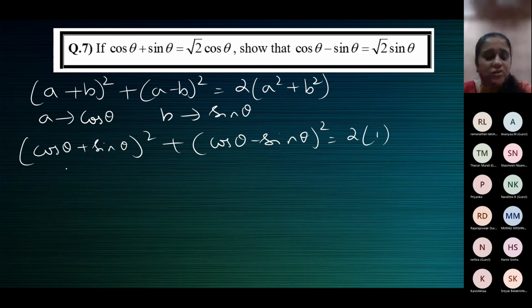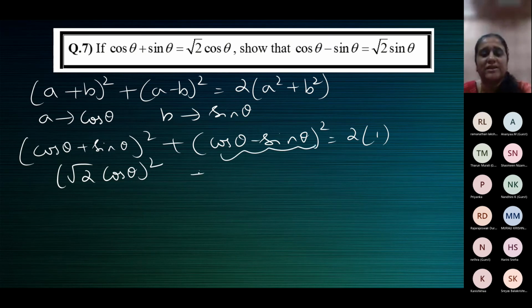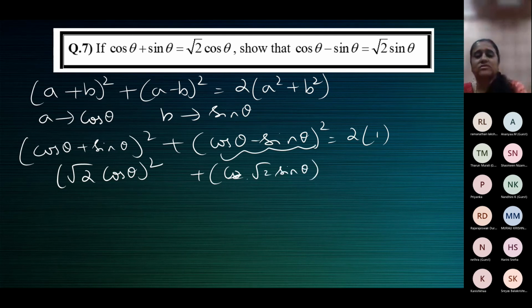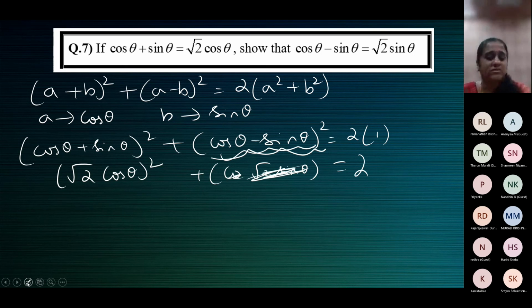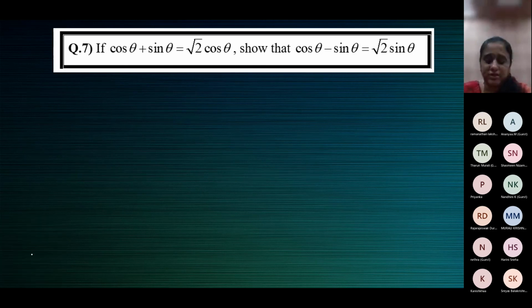So for this we substitute root 2 cos theta, the whole square. And this is what we have to find, so write it as it is. You can't substitute that with root 2 sin theta. That's what we'll have to prove. You can't substitute this. Just write this as it is, equal to 2. Then transposing and all that, you get the result. I'll show you the answer. Please write down.